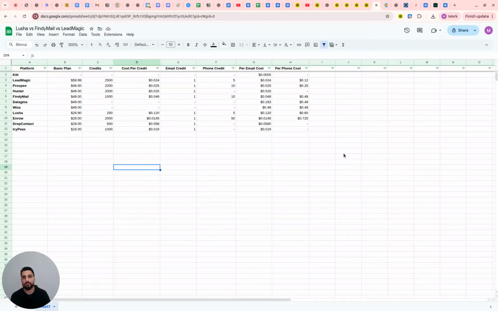Just like I showed Find Email in the previous video to find phone numbers and emails, there are a lot of other tools that we can use to find emails and phone numbers. And the process is usually the same where you upload a CSV file and it gives you the information of the potential prospects, and then the tool finds you the emails and phone numbers.